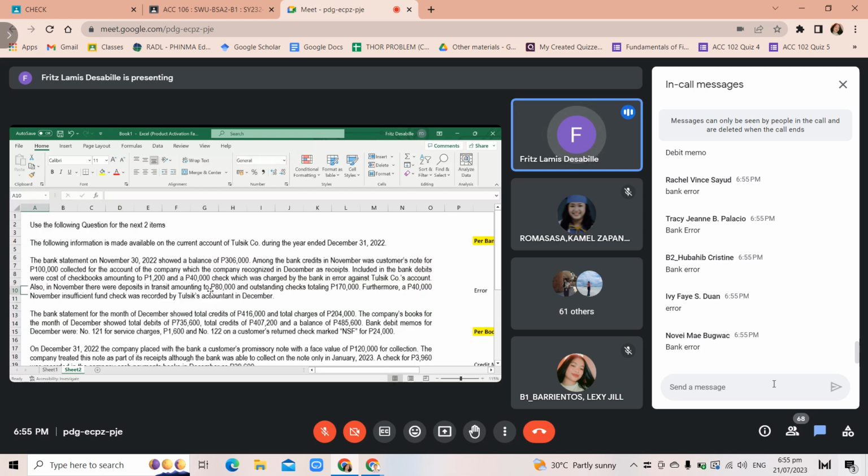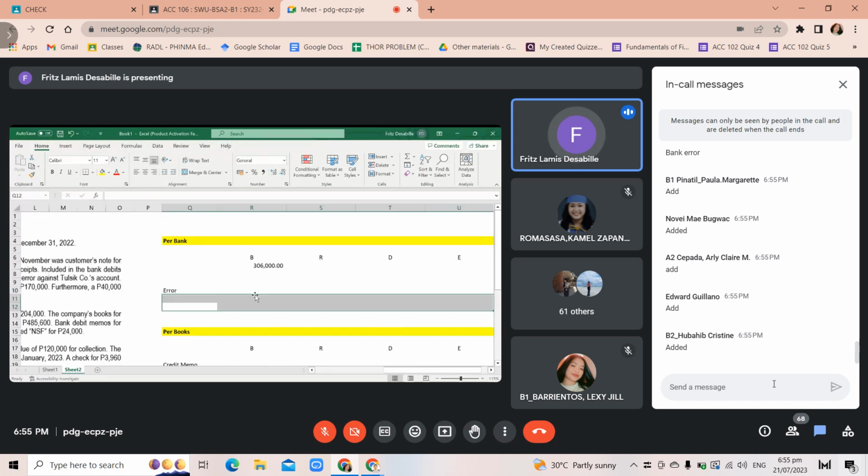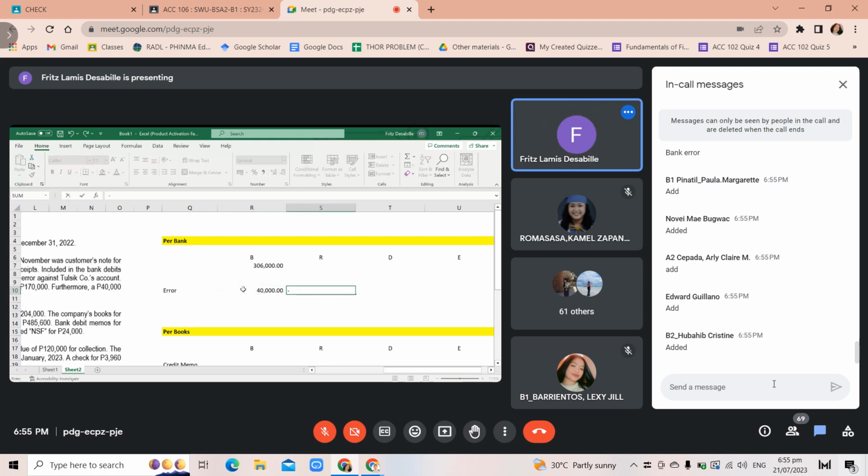Niyan is transaction. A 40,000 check was charged. Kung mag-ingon tag-charge, na deduct ni bangko kay company, pero sayop siya pag-deduct. So since nasayop siya pag-deduct, himuon nato sa beginning, ato siya i-add. And of course, since added man siya here, we have to take out the same 40,000 sa ato ang error.